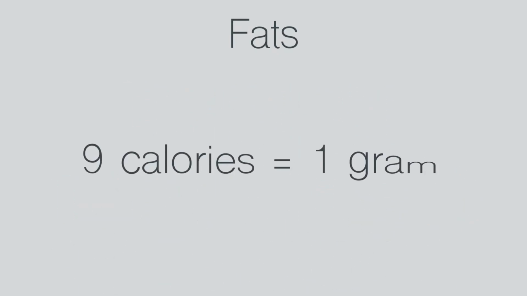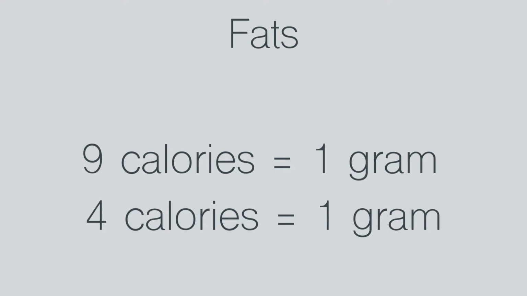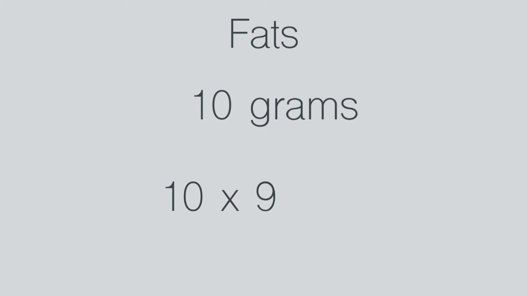As far as calories and fat, we see 9 calories per gram in fat. Now we saw in carbohydrates and protein only 4 calories per gram. So that actually means there's more than double the amount of calories per gram in fat than there are in carbohydrates and protein. So for example, if you know you had 10 grams of fat in a meal, that would be 10 times 9 because there are 9 calories per gram, which would give you 90 calories of fat in that meal.